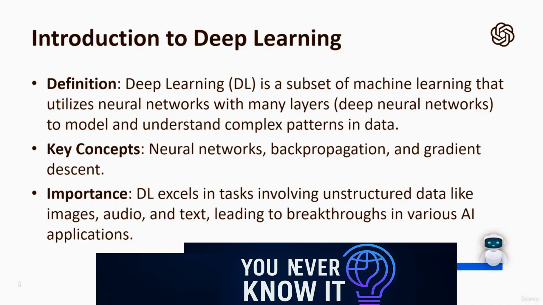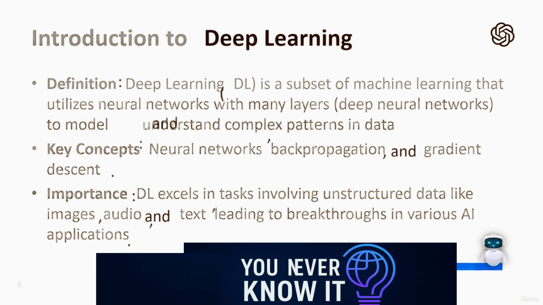So key concepts in neural networks: backpropagation and gradient descent. These are important. DL excels in tasks involving unstructured data like images. These are all understandable data, meaning images are unstructured, with data that is not visible inside the image. Audio and text, leading to breakthroughs in various AI applications. Yes, multiple different AI applications are using deep learning concepts.